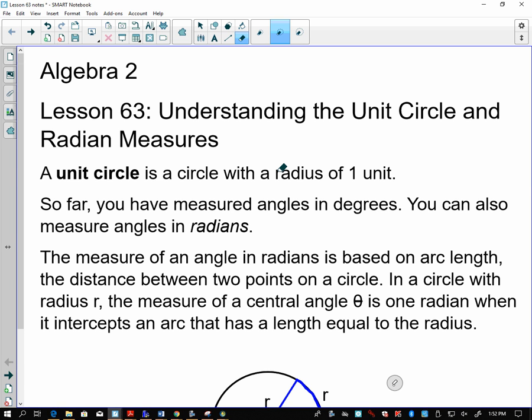Algebra 2, Lesson 63. This is understanding the unit circle and radian measures. This is a challenging lesson, just because of the way our brains work and the way most things get taught, we work mostly with things in degree form, right? We understand going around a coordinate plane as a system of degrees, whether positive or negative, right? We get the degree system. The radian system is not necessarily different, but it's based upon a unit circle, and that can be a hard concept for students to grasp. It can be a hard concept for adults to grasp.